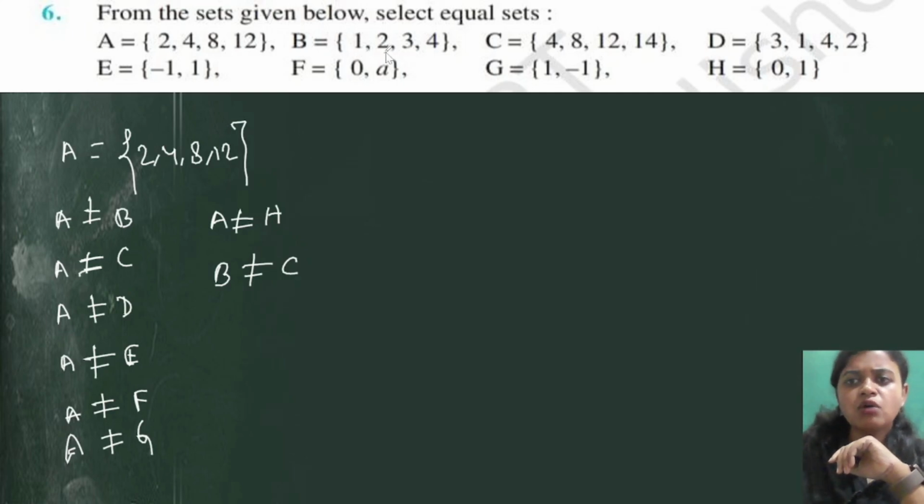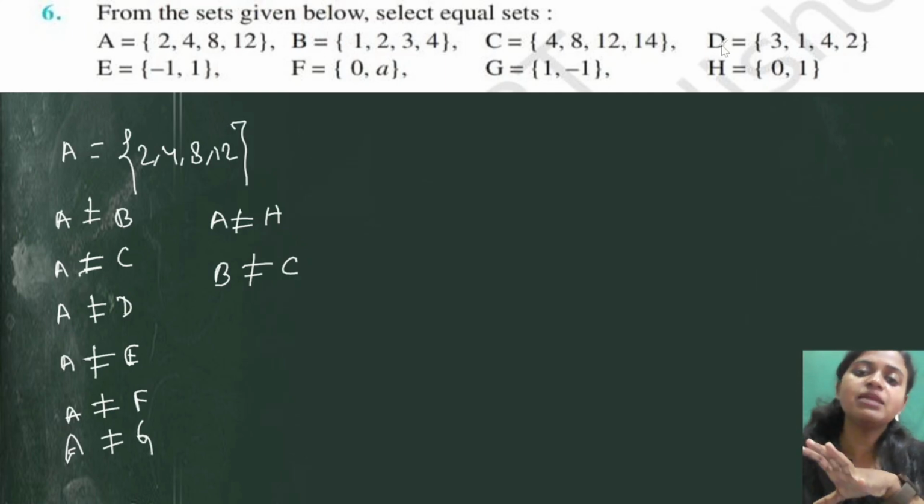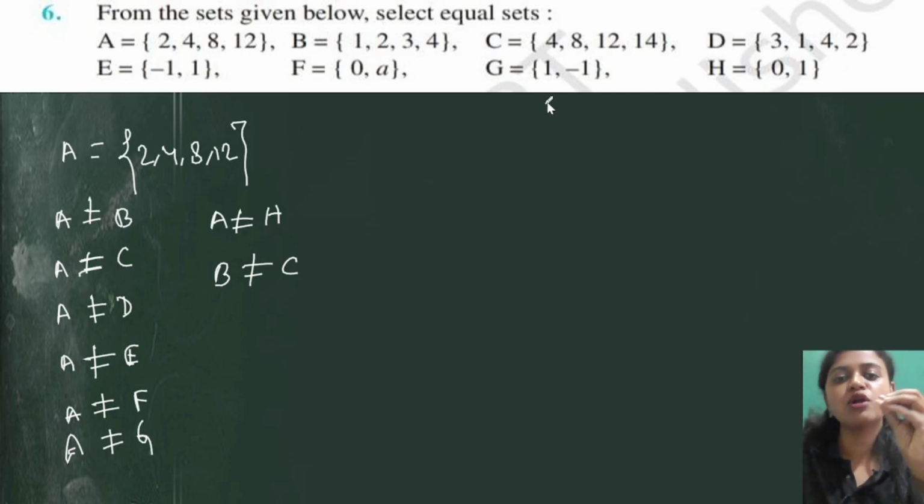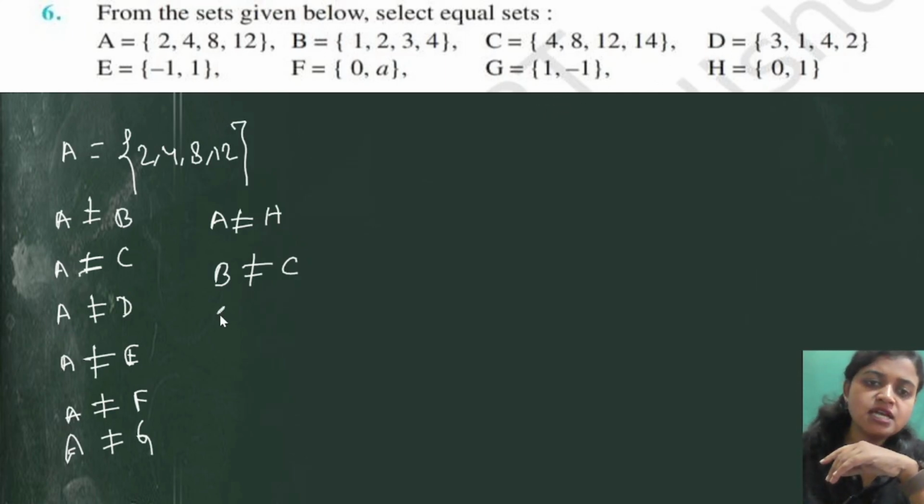Okay. So now B to D. 1 belongs to B and 1 belongs to D. Okay. 2 belongs to B, 2 belongs to D. 3 belongs to B, 3 belongs to D. 4 belongs to B, 4 also belongs to D. Means all the elements belonging to B also belong to D. So we'll write B and D are the equal sets we got.